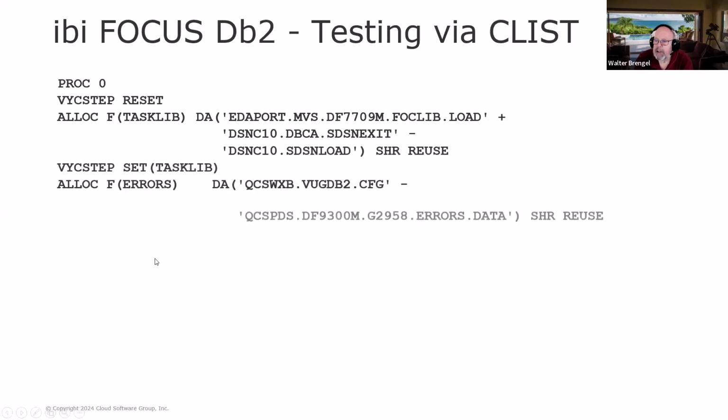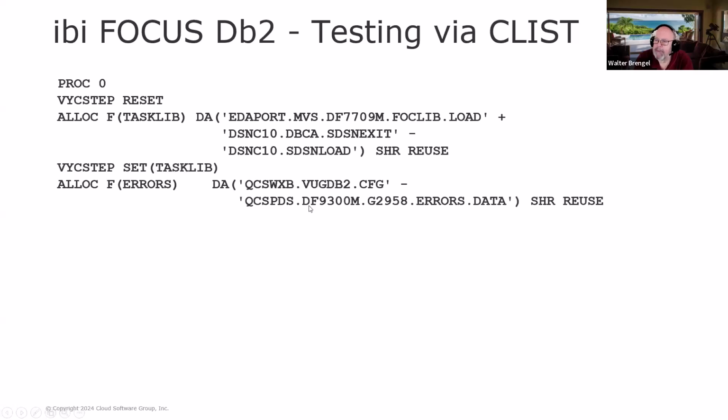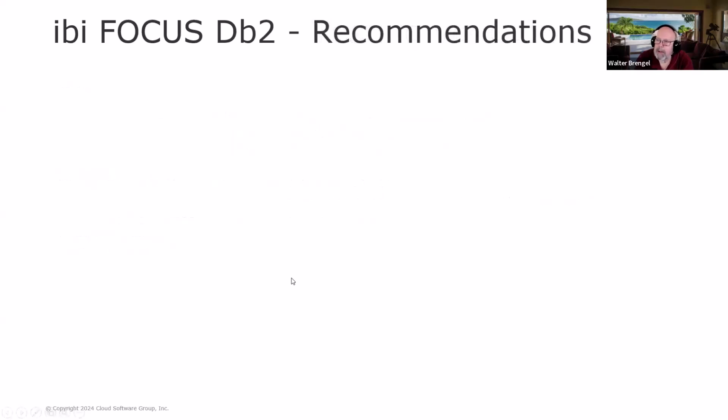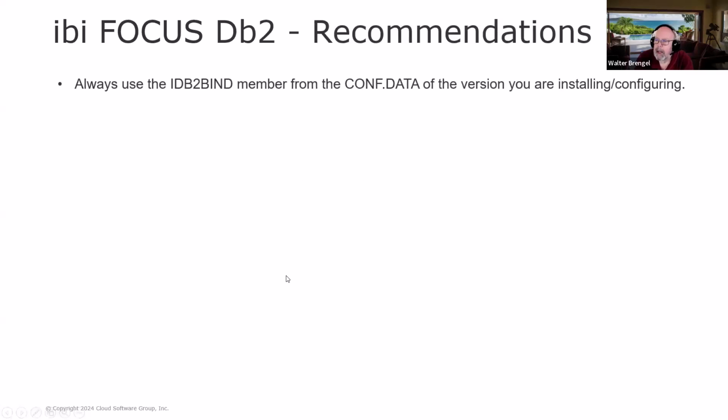We have our errors. Again, we're concatenating my config to errors.data. And then I call focus. And this just cleans up when I come out. And then once you're in the focus interactive prompt, you can run the two SQL DB2 sections that you saw in the JCL. So recommendations, always use IDB2 bind member from the conf.data in the version that you're installing configuring.